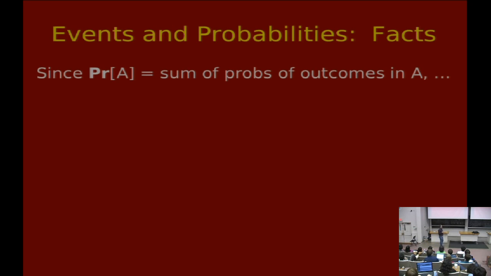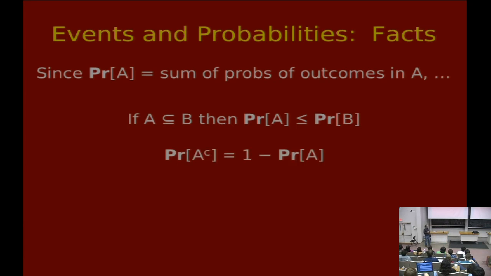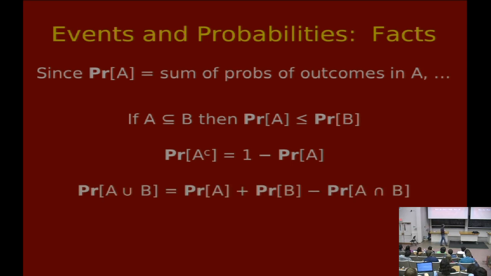Let me tell you some basic facts about events and probabilities. Remember, if you have an event A, which is a set of outcomes, then its probability is defined to be the sum of the probabilities of the outcomes. So if A is a subset of B, then of course the probability of A is at most the probability of B. And the probability of not A, the complement, is 1 minus the probability of A, because the probabilities all add up to 1.